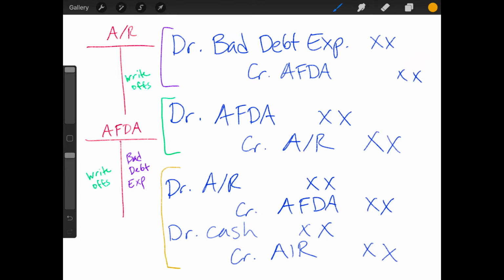And last but not least is this last transaction here. There's not really a nice shorthand way to say it, but it's just when you're collecting payments from a previously written off account. I also didn't leave myself a ton of room in my allowance for doubtful accounts T account, but I'm just going to go ahead and denote it with a star here to show that credit. And what this is doing is increasing your allowance account when you have received payment for a previously written off account.